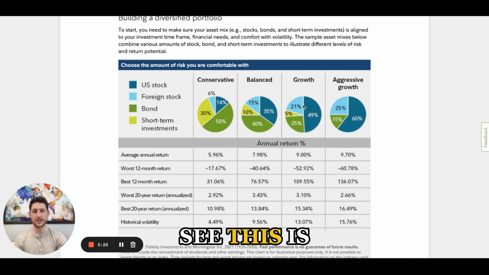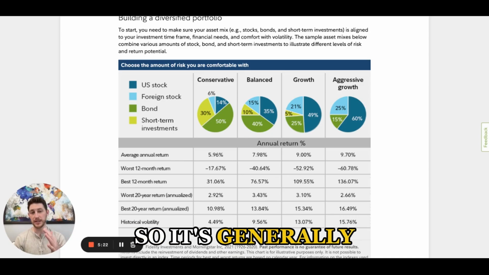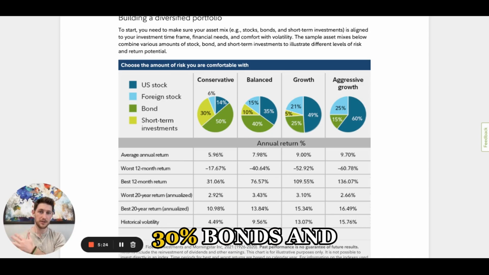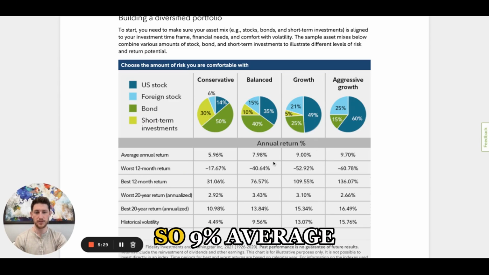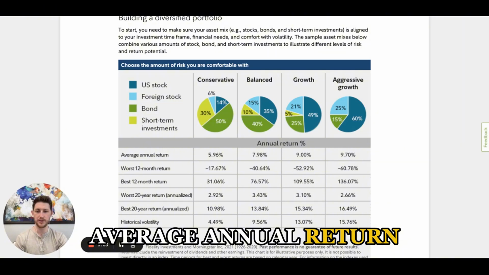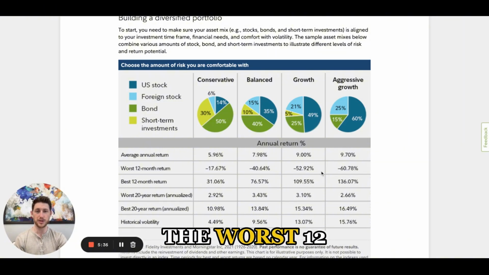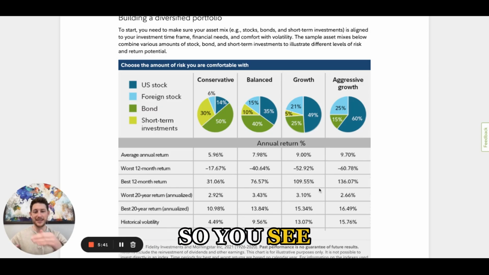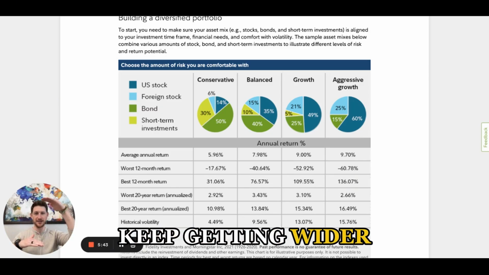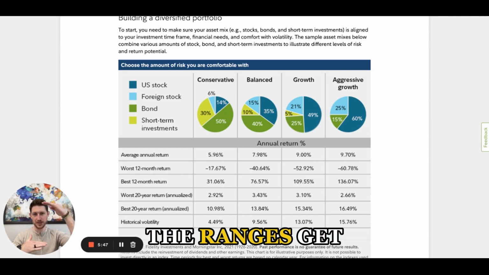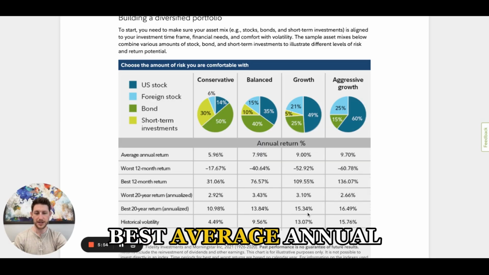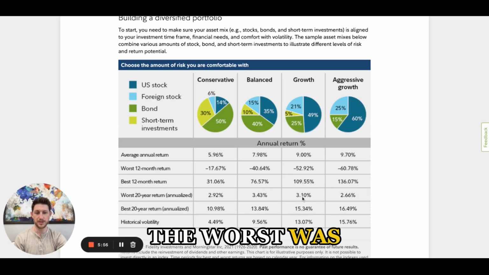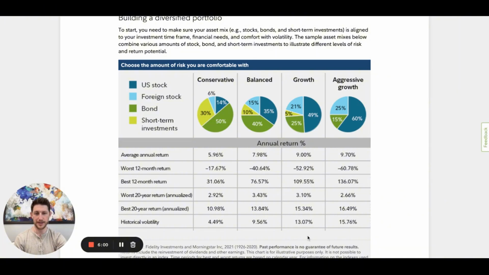Growth, you can see this is shifting a lot more. So it's generally speaking about 70% stocks, 30% bonds and cash is considered a growth portfolio. And you can see it here. So 9% average annual return, negative 52% is the worst 12-month period. 109% is the best 12-month return. So you see these ranges just keep getting wider. I just want to emphasize that. The ranges get wider, okay? So overall, the best average annual over 20 years is 15. The worst was 3.1. And then historic volatility, 13%.